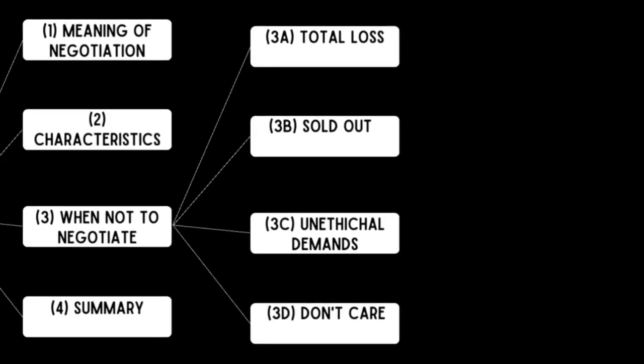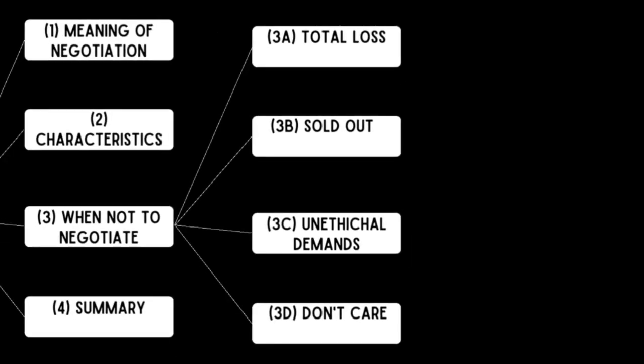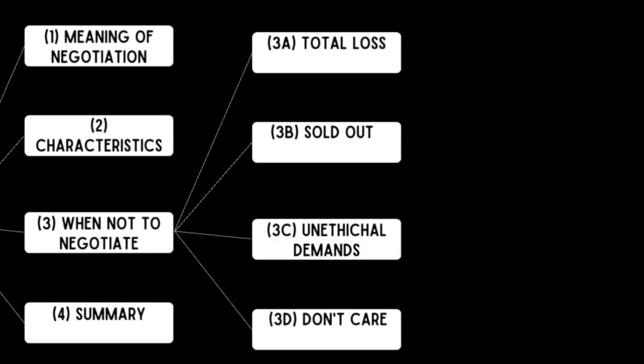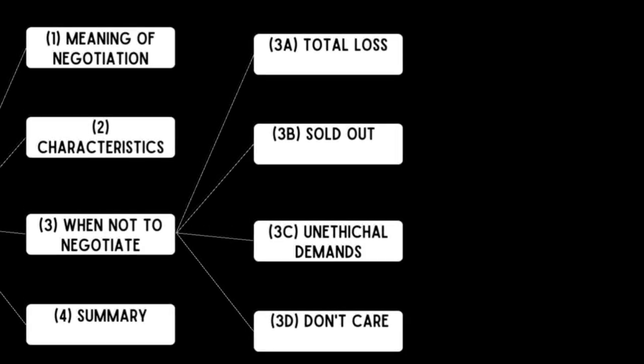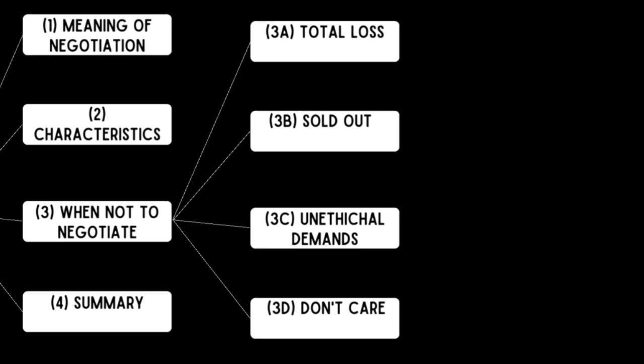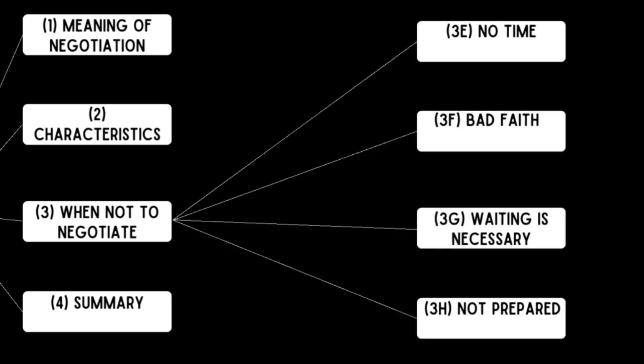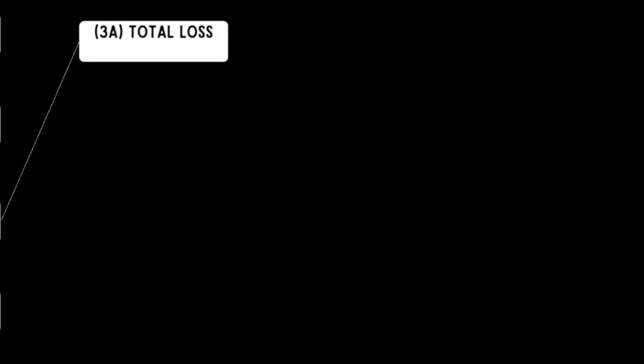Now let's go to conditions when we should not be negotiating. First condition is when there is total loss. Second is when you are sold out. Third is when the demands are unethical. Fourth is when you don't care. Fifth is when there's no time. Next is when there's bad faith. Next is when waiting is necessary. And last is when you are not prepared. Now, let us talk about them one by one.